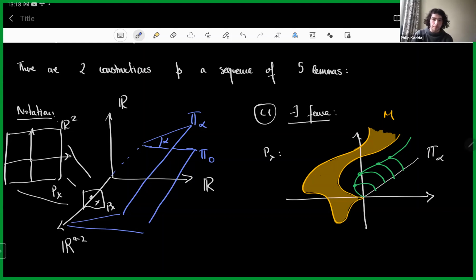And then for each point x in Rn-2, I can consider the two-dimensional plane that's orthogonal to this, and I will denote this by px. And usually in what follows, I will draw all my pictures within px, and then we will glue them together as x varies along Rn-2.